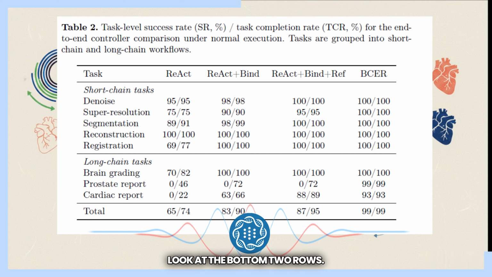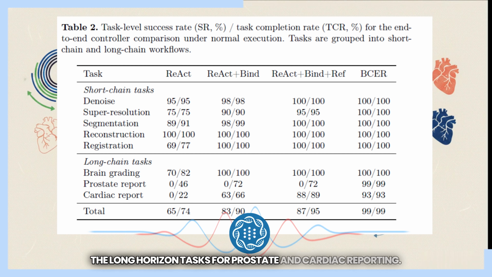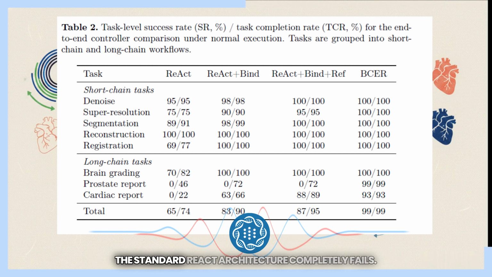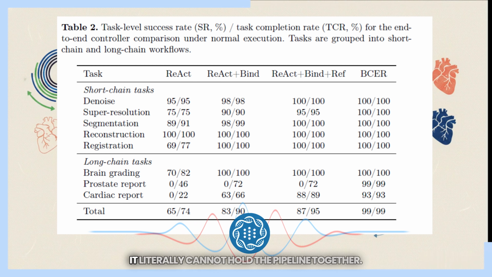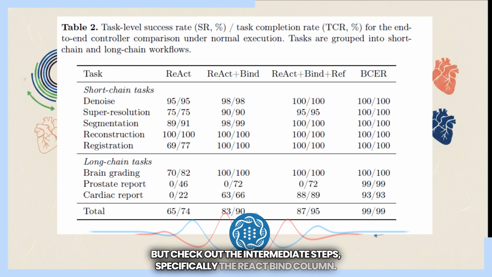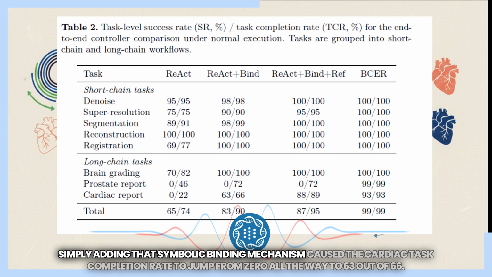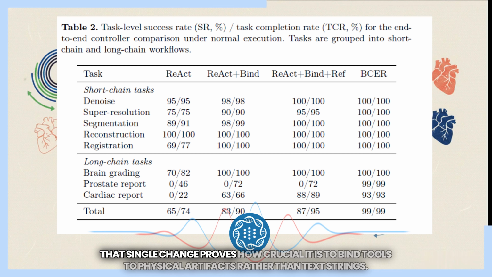Look at the bottom two rows, the long horizon tasks for prostate and cardiac reporting. The standard REACT architecture completely fails, 0% success rate. It literally cannot hold the pipeline together. But check out the intermediate steps, specifically the REACT plus bind column. Simply adding that symbolic binding mechanism caused the cardiac task completion rate to jump from 0 all the way to 63 out of 66. That single change proves how crucial it is to bind tools to physical artifacts rather than text strings.